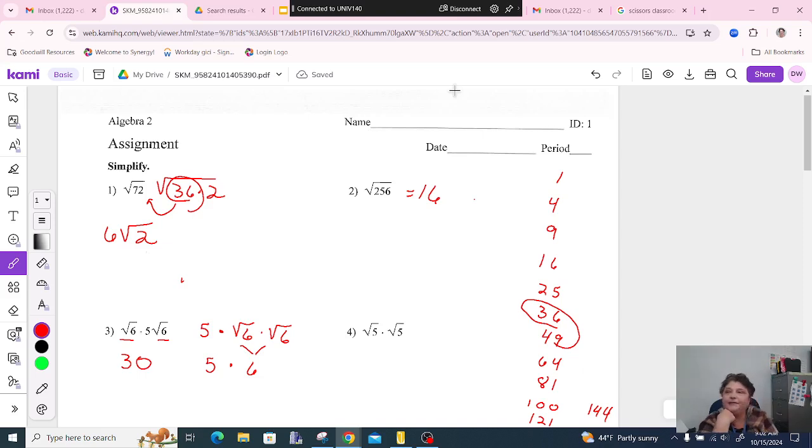Okay, so what happens when I have a square root multiplied by itself? That's a perfect square, so I'm just going to put 5. Because square root 5 times square root 5 would be square root 25, but when I take the square root of 25, it's 5. Those radicals cancel each other out, right?